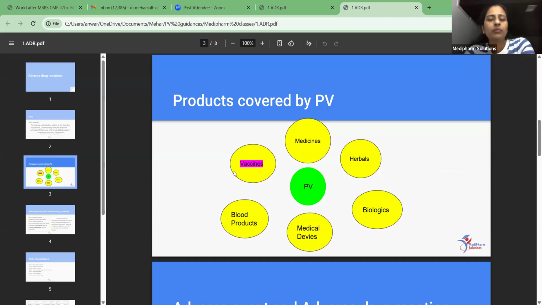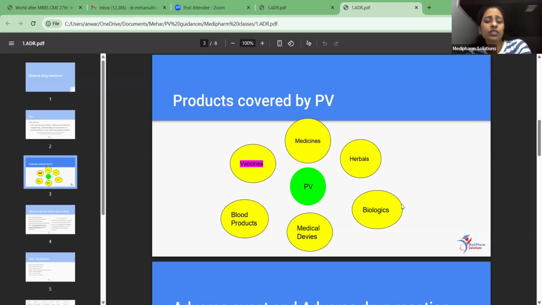Now let's see what are the products we cover in pharmacovigilance. These are all the products we cover in pharmacovigilance. We assess medicines, vaccines, blood products. There are different types of blood products like whole blood, RBC, WBC, and all that, and then medical devices like pacemaker or any prosthesis and all that.